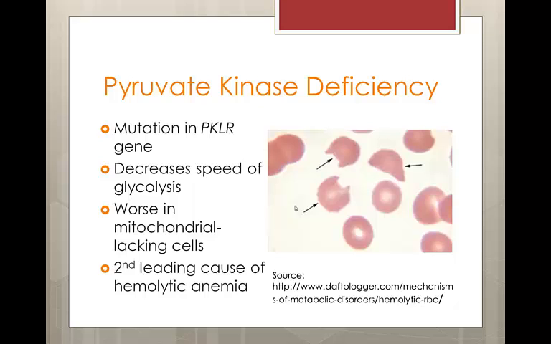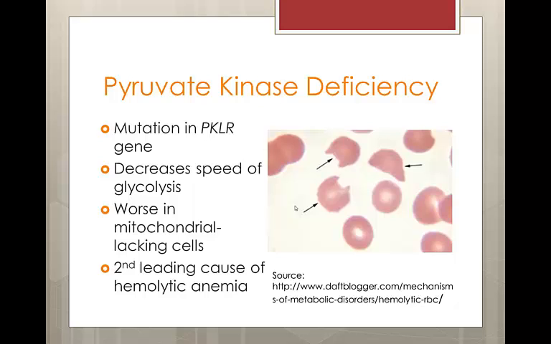Either way, it will decrease the speed of glycolysis when there is a deficiency in the pyruvate kinase, and this is particularly damaging in cells that lack mitochondria. So this would be the erythrocytes or the red blood cells. Because it's so damaging in this type of cells, pyruvate kinase deficiency is also known as erythrocyte pyruvate kinase deficiency. When red blood cells experience a decrease in the rate of glycolysis, there's going to be a deficient amount of ATP produced. This will lead to cell death, and the red blood cells will actually rupture or go through hemolysis.